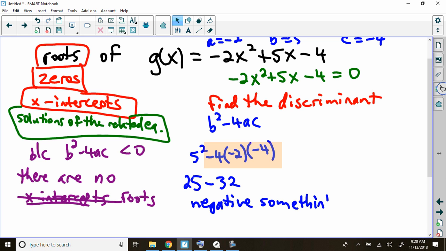What would have happened if we got a positive value? What if the discriminant's positive? What would we have said? That there are 2 roots, 2 real ones. What if it equaled 0? There's 1 repeated one. Got it?